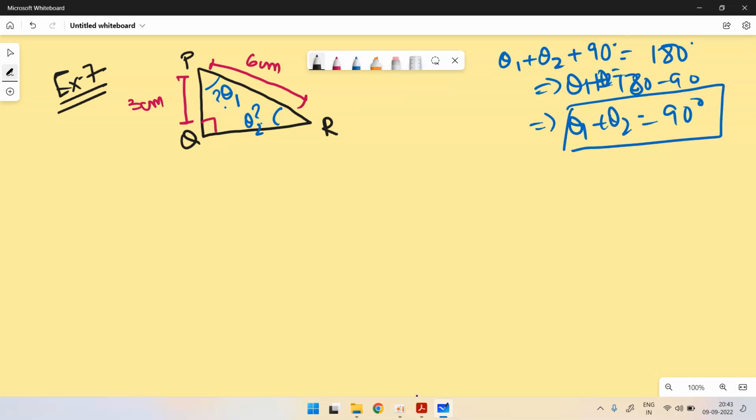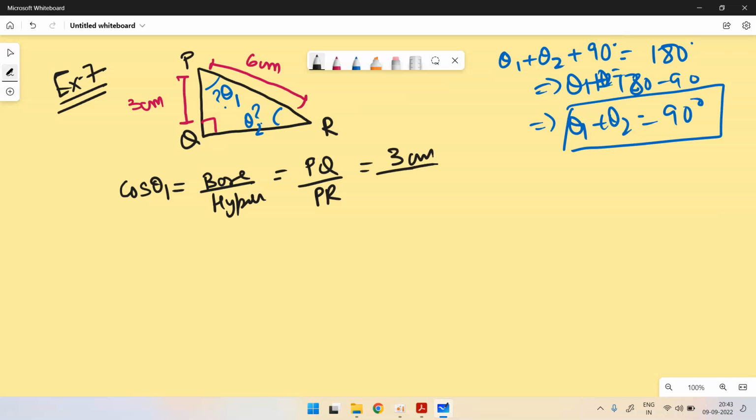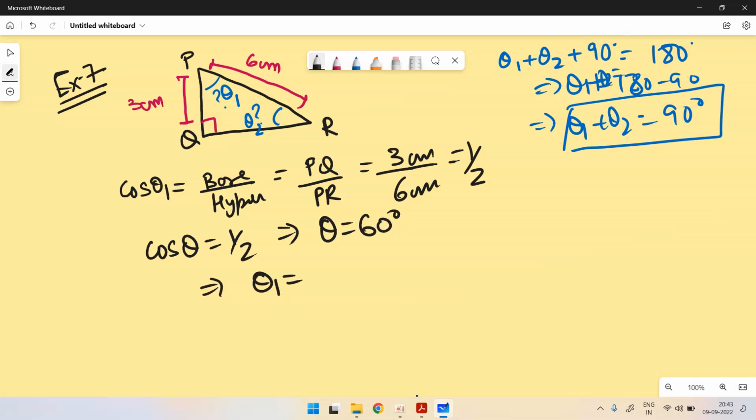So for theta 1, PQ is the base and PR is the hypotenuse. So there is one relation, that is cos theta 1 equal to base by hypotenuse. Base is going to be PQ, divided by PR. PQ is going to be 3 centimeters, and PR is going to be 6 centimeters. This is 1 by 2. Now you know that for cos theta equal to 1 by 2, theta will be 60 degrees, which implies that theta 1 is equal to 60 degrees.